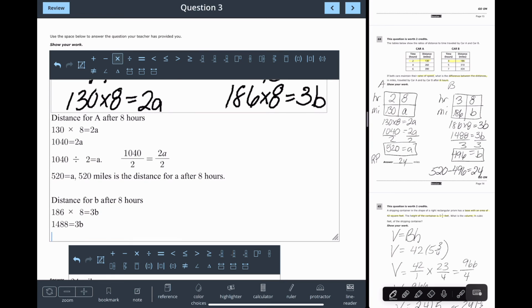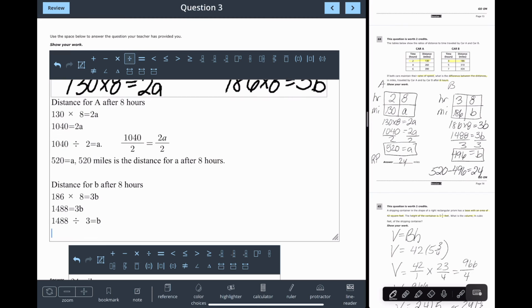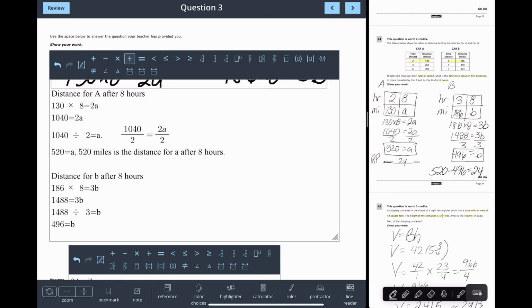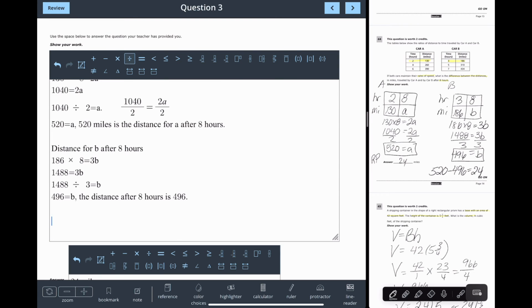And then I'm just going to divide both sides. So I like doing this. 1488 divided by 3 is equal to b. 496 is equal to b. And I would write the same thing. The distance after 8 hours is 496. Now, we did all that, but we got to do that last step.